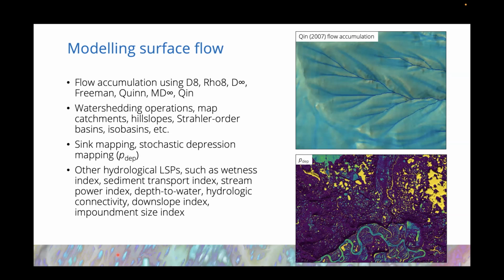Lots of other hydrological land surface parameters as well. Things like wetness index, of course, and sediment transport index, but also some less common things like depth to water. We have a hydrological connectivity index that's based on a modification of some of the work that Stuart Lane did, the downslope index, and one called the impoundment size index, which I have yet to publish. It was on my to-do list for sabbatical, but I didn't get there, unfortunately.